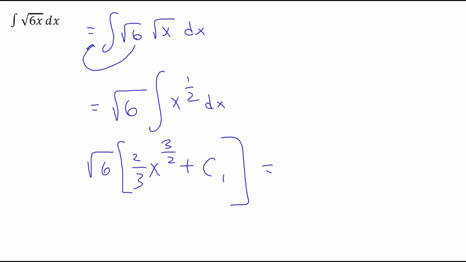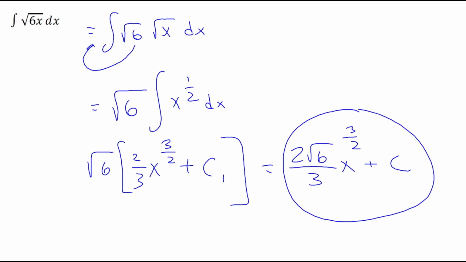And then we can just distribute that root 6 in. We end up with 2 root 6 over 3 x to the 3/2 plus some constant. And again, root 6 times this constant is just some other constant. That's why I use c sub 1. And here I just used c at the end.